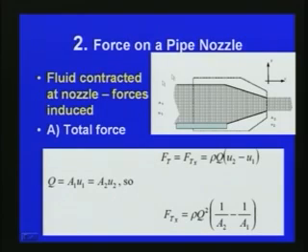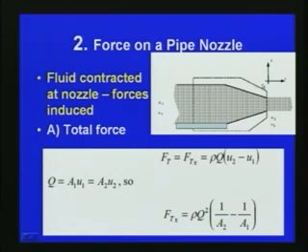Now, as a second case, we will see the force on a pipe nozzle. Generally a nozzle is used to create a jet, and we want to find out the force coming upon the pipe where the nozzle is connected. As we have seen earlier, here also we will consider a control volume. Here you can see that a pipe is coming and a nozzle is connected, and the control volume considered is here.